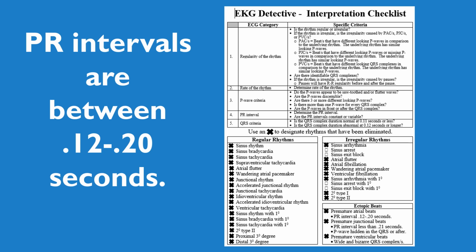Referring back to the checklist, since we do have normal PR intervals that are running about 0.16 to 0.18 seconds, that means that we can eliminate any rhythm that doesn't have a normal PR interval, which are the 2 rhythms that have first degree heart blocks.